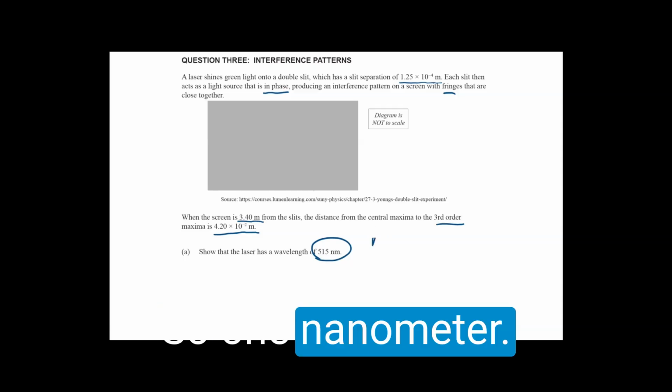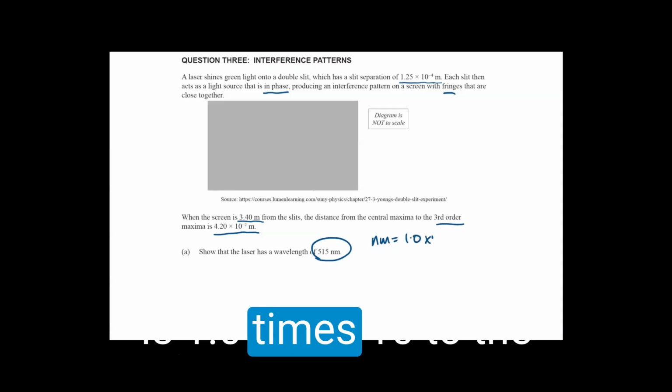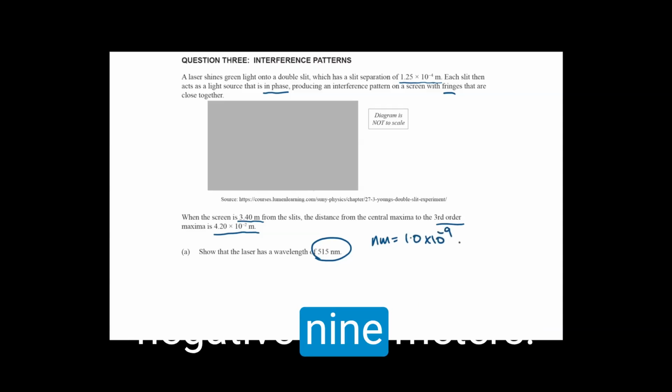So 1 nanometer is 1.0 times 10 to the negative 9 meters.